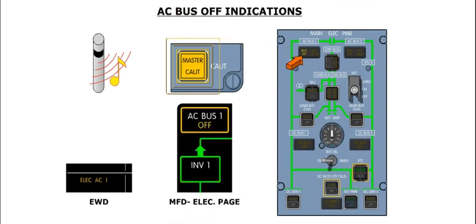The bus off light illuminates in the event the associated AC bus is not powered. In addition to the light, a single chime will sound, both master caution lights will flash, an amber electrical AC bus 1 or 2 message is displayed on the EWD, and an amber AC bus 1 or 2 off label is displayed on the MFD electrical page.